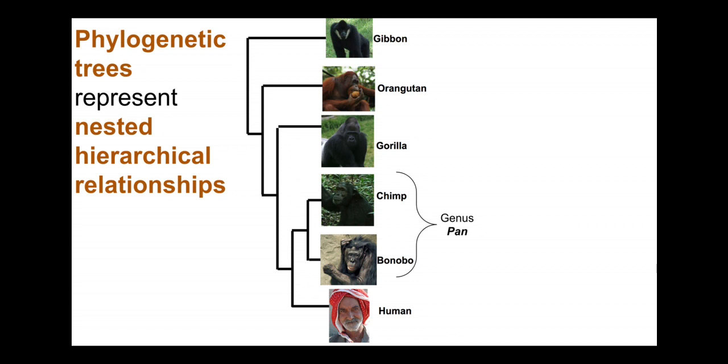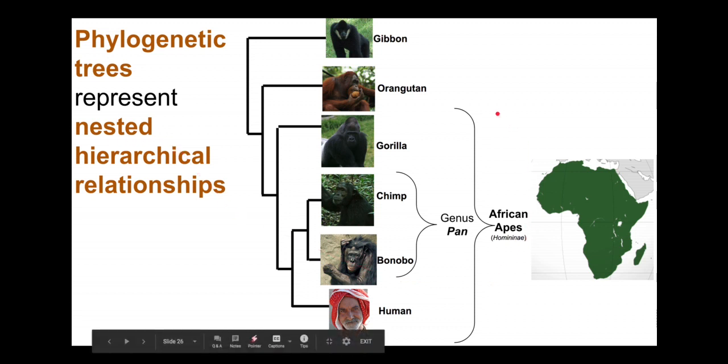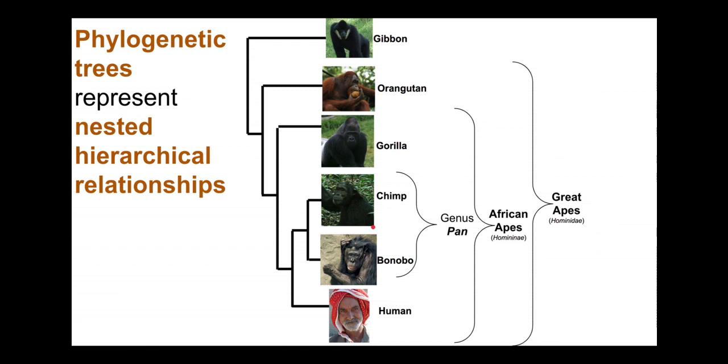We put them together. They fit together in a genus. They are a clade. Chimps and bonobos are our sister genus to humans. So this genus Pan and humans and gorillas all fit within the broader group of African apes. So chimps, bonobos, and humans are all African apes, and gorillas are also African apes. We all fit together in that category.